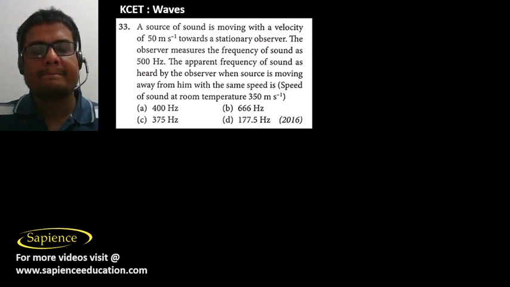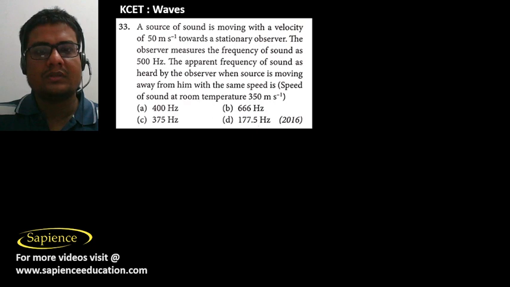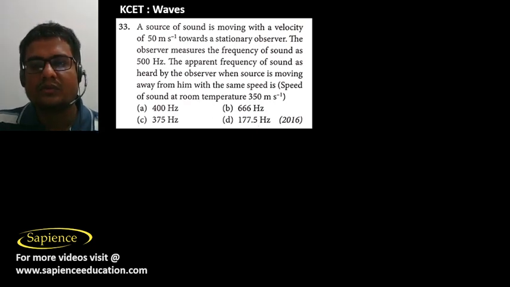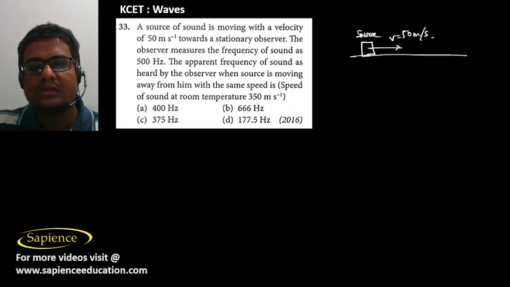Question number 33. There is a source of sound which is moving with a velocity of 50 meter per second towards a stationary observer. So a stationary observer, it is at rest.